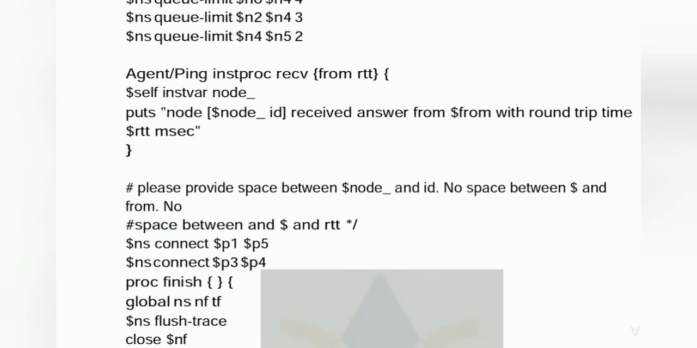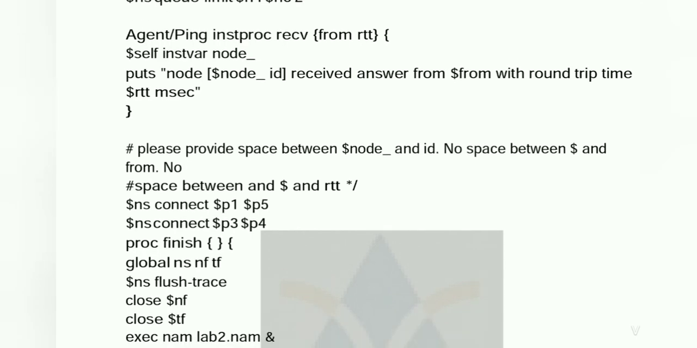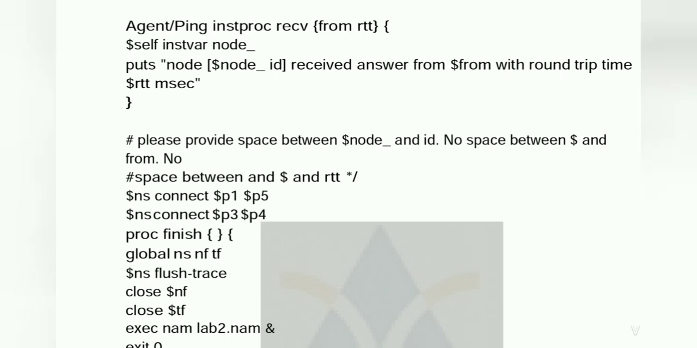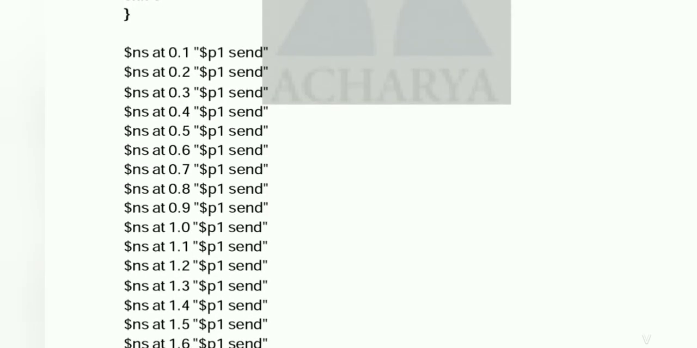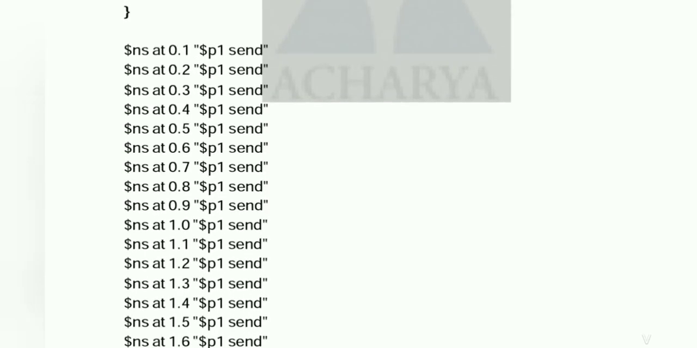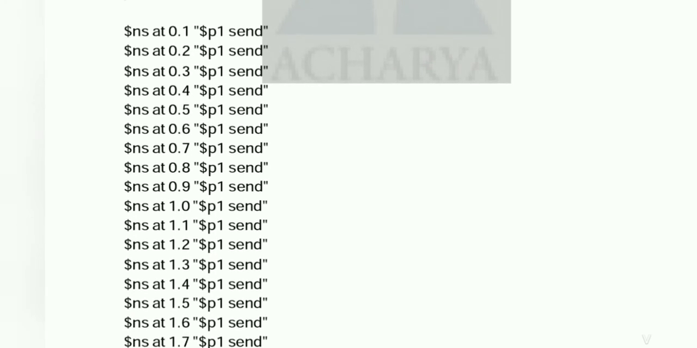And here you can see ns connect p1 to p5 and p3 to p4. We are establishing a virtual connection between the ping agents. And finally we have the finish procedure. In the finish procedure we close and declare the global objects, execute the NAM procedure, and finally exit. For the animation of your NAM file, at what interval of time do you want to send the message?